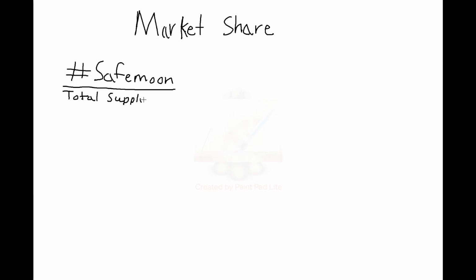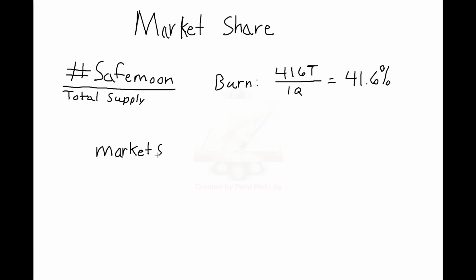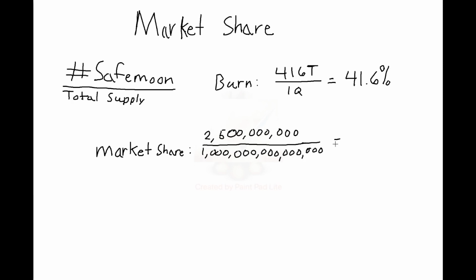Your market share doesn't change. This is described as that percent of the total supply you own. And total supply, not circulating supply, so it's 1 quadrillion. The market share of the burn wallet is again 41.6% because it owns 416 trillion out of the 1 quadrillion tokens. So to calculate your market share, you take the number of Safemoon you own and you divide by 1 quadrillion, 1 followed by 15 zeros.